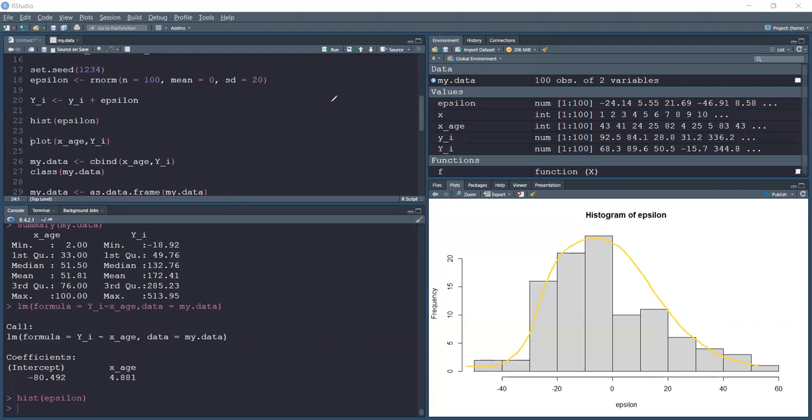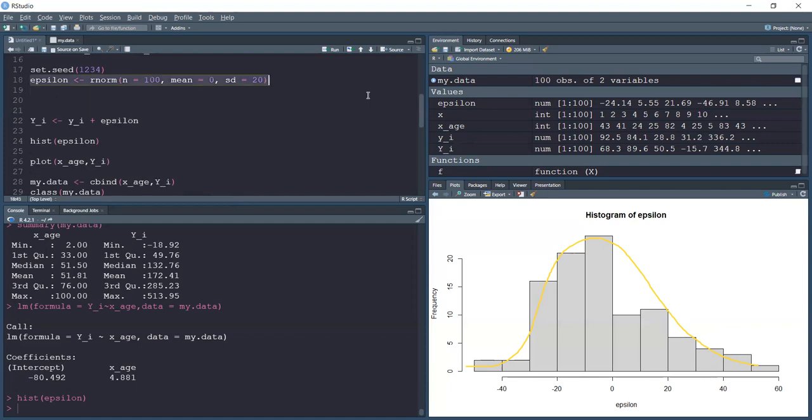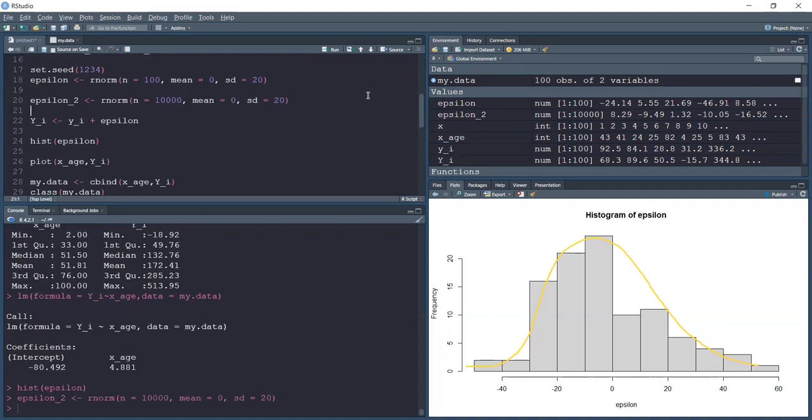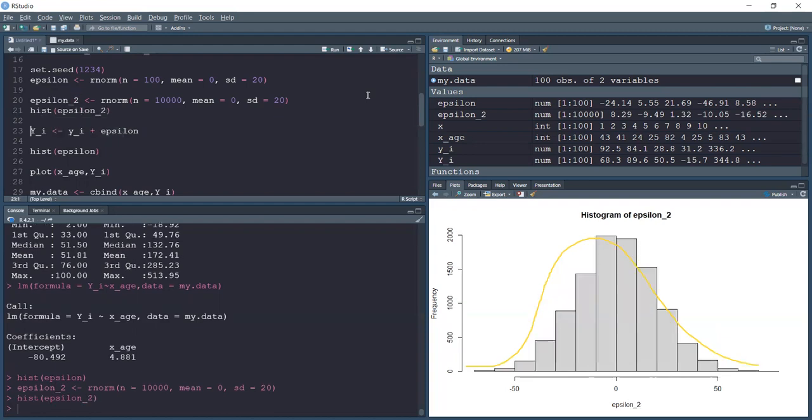Had I taken 10,000, let's do it that way. I had a chat with one or more of you today about 10,000. Let's call it epsilon 2, and we'll say 10,000, and we'll histogram it. Histogram is just bucketing by frequency. Those of you to whom I've sent the CT3 notes, chapter 1 is all about histograms.